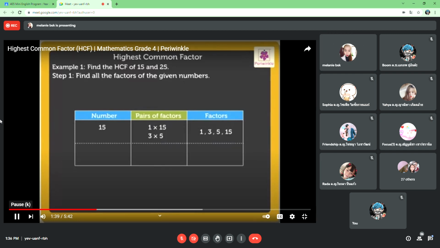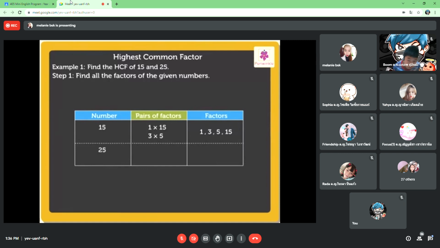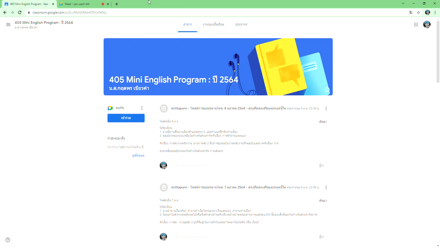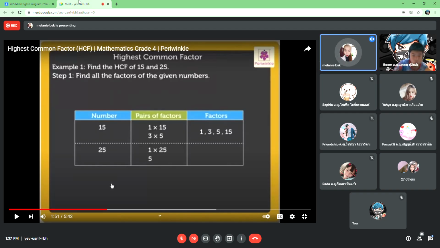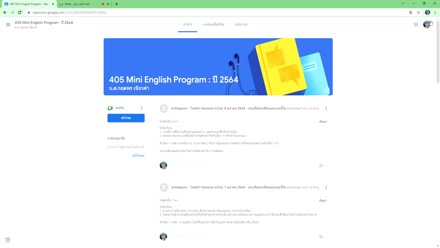Next are the pairs of factors of the number 25. 1 times 25 is equal to 25. So we have 1 multiplied by 25, and the product would be 25. What else? What two numbers are we going to multiply so that the product would be 25, aside from 1 multiplied by 25?